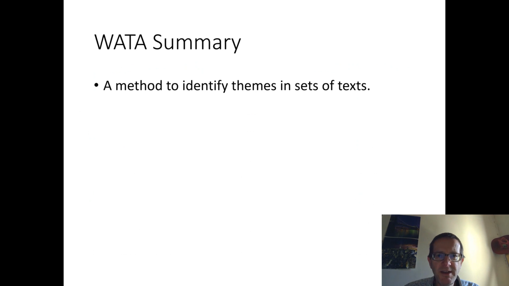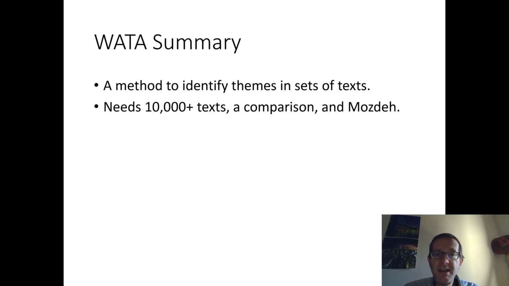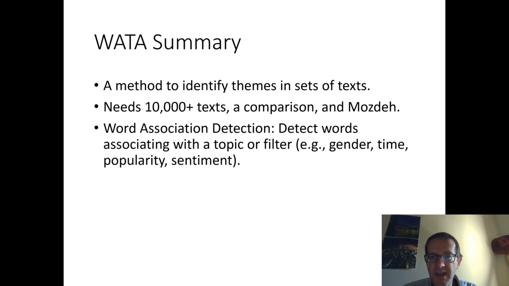So to summarize the method, word association thematic analysis is a method to identify themes in sets of texts. It needs a lot of text, at least 10,000. It needs a comparison, and it needs Mozdeh, unless you like to write your own code to do the comparisons. And Mozdeh can also get the text for Twitter and YouTube. There's a word association detection stage run by Mozdeh, which will find words that associate with your topic or filter, for example, gender, time, popularity, or sentiment.